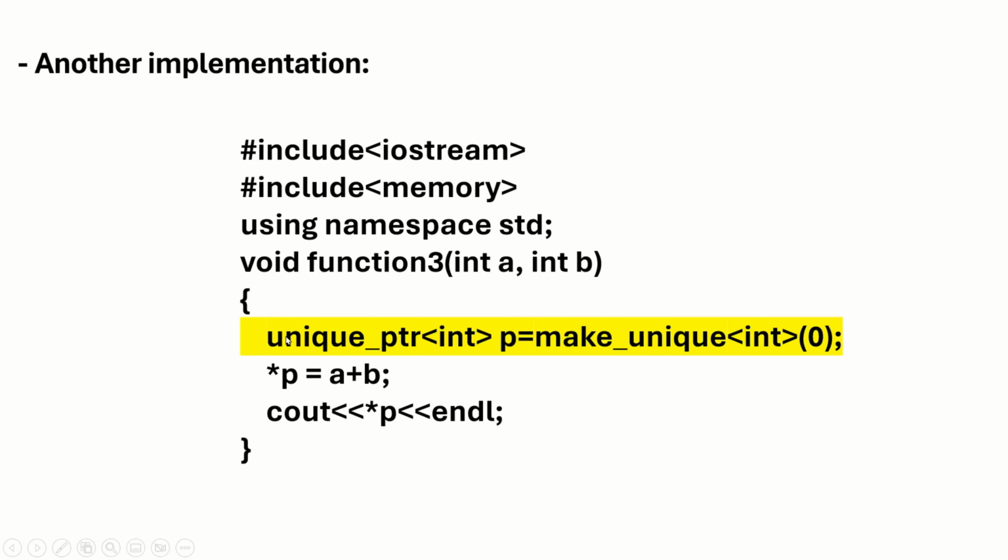There is another way to declare unique pointer. You can use make unique. So the first part is the same, and then you specify make unique, the data type, and over here I'm initializing the memory space with 0. That is, in this way you can in a more convenient way reserve the memory space, and then over here you store the value and you print the value.